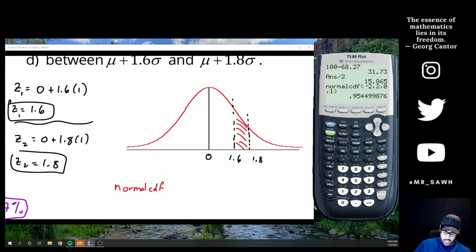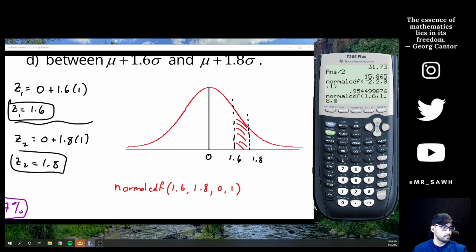So normal CDF, a lower boundary of 1.6, an upper boundary of 1.8, an average of 0, a deviation of 1. Okay, so same thing. Plug them back in. 1.6, 1.8, 0, and 1. Okay, so very, very small probability this time.